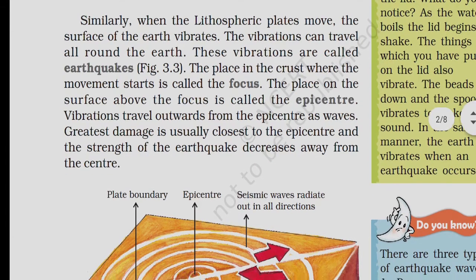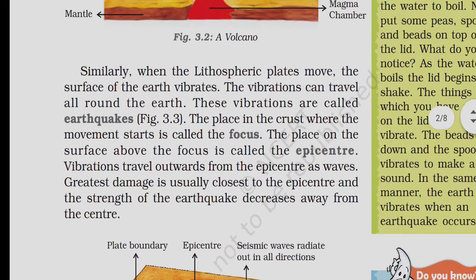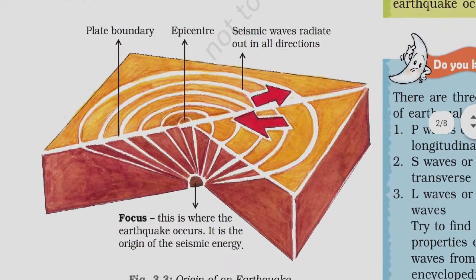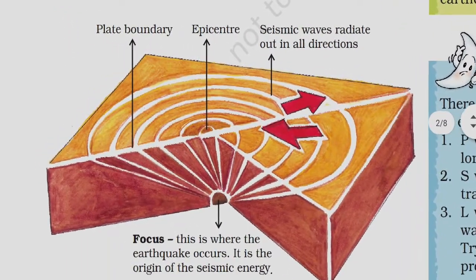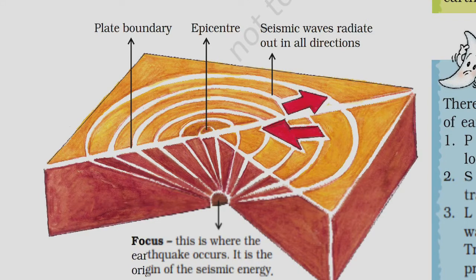The place in the crust where the movement starts is known as the focus. Let's discuss it with the help of a diagram to make it clearer. Here we can find that there is a focus, a point below the crust. What is the focus? The focus is the place where the earthquake occurs or originates. So the place in the crust where the movement starts is known as the focus.